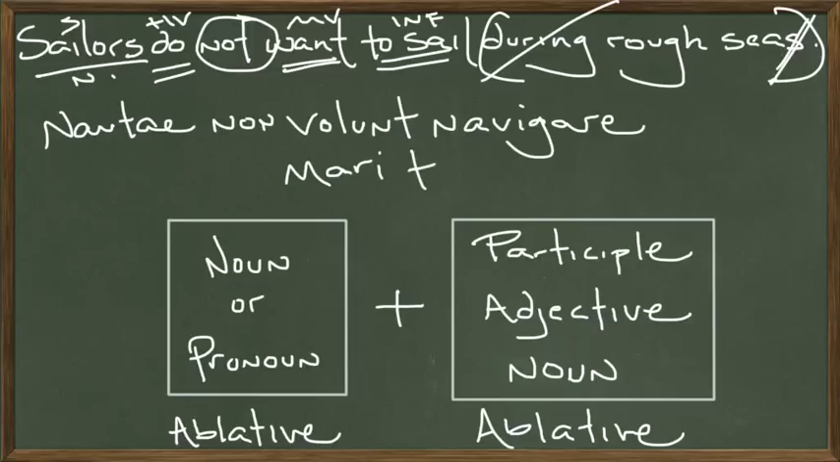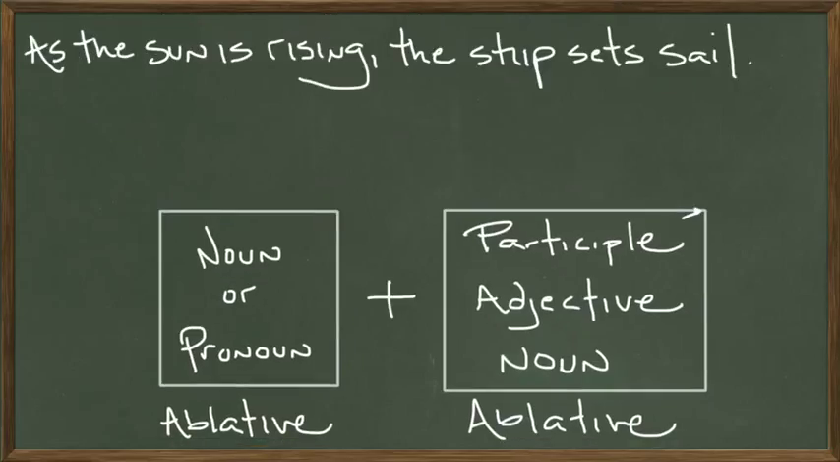And rough is turbidus, but we're going to make it ablative, ablative singular since I changed seas to sea. So, there we go. Nautae non volunt navigare mare turbido. Nautae non volunt navigare mare turbido. Sailors do not want to sail during rough seas.